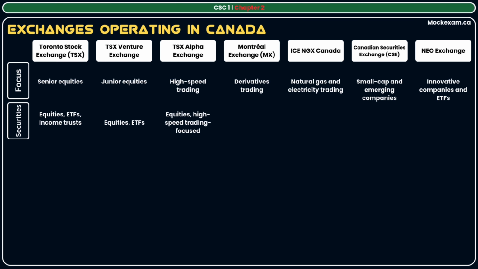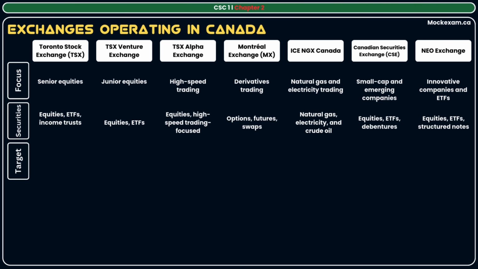On Montreal Exchange, options, futures, and swaps are traded. On ICE NGX Canada, natural gas, electricity, and crude oil are being traded. On CSE, equities, ETFs, and debentures are traded for small cap and emerging companies, of course. On NEO Exchange, equities, ETFs, and structured notes are traded for innovative companies.